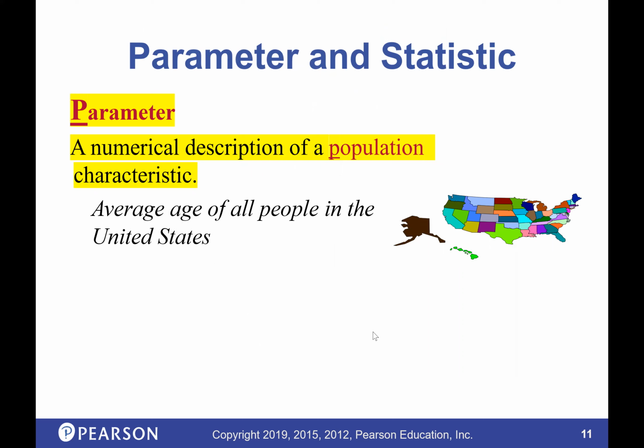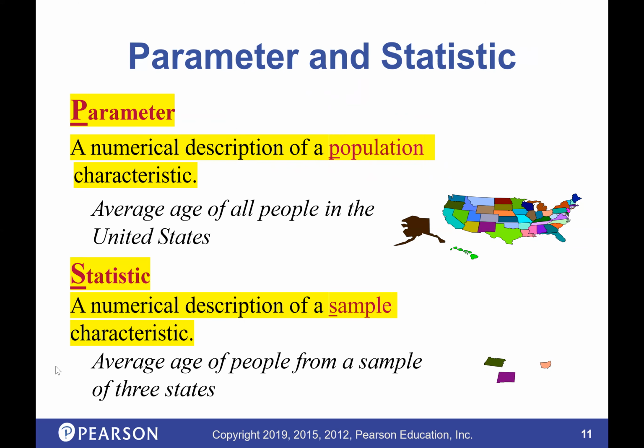So something called a parameter. A parameter is going to be some kind of numerical description of the population, something about the population. Like I said right here, the average age of all people in the US would be a parameter. Or say the GPA of West Hills College students, if we ran all the numbers, figured out all the GPAs and divided it. So it'd be the average GPA of a West Hills College student.